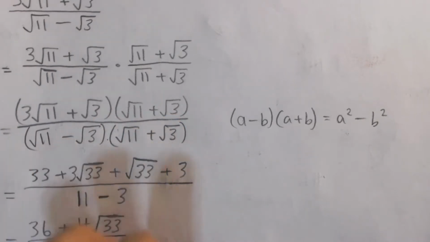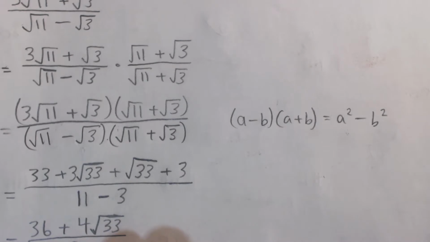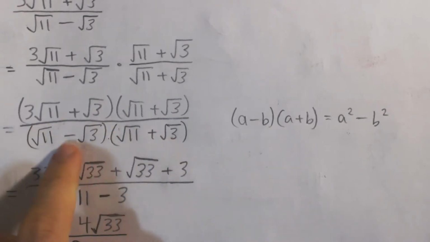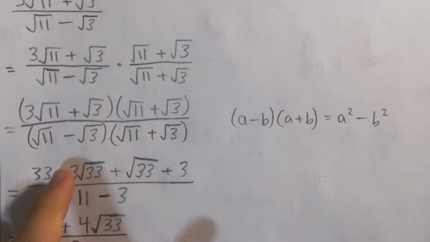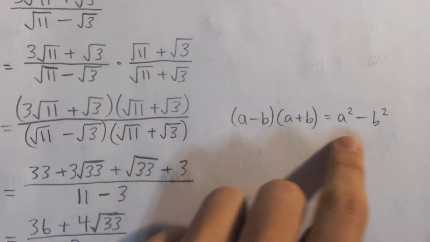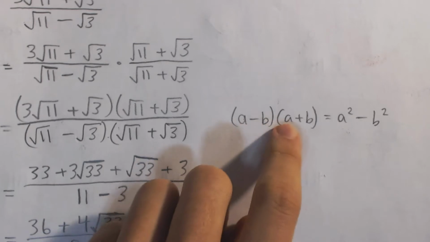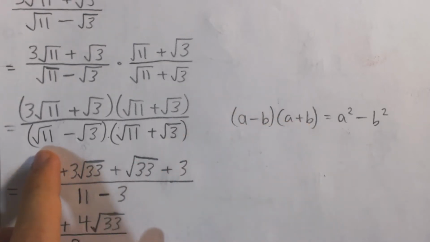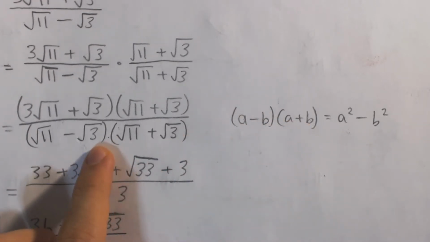As for the denominator, it's actually a little bit simpler, right? As I said, we multiply it by the conjugate for a specific reason, because it helps us get rid of the square roots. Because if we remember the difference of squares, right, a minus b times a plus b, that's the form we have here, right, where a is root 11 and b is root 3.